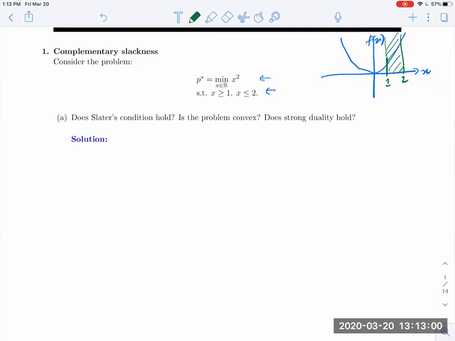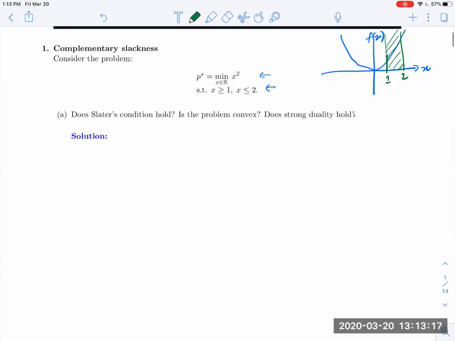Do you have any questions about these concepts? Like, what do you mean by problem convex? What is Slater's condition? Is this clear to everyone? Could you quickly go over Slater's condition again?